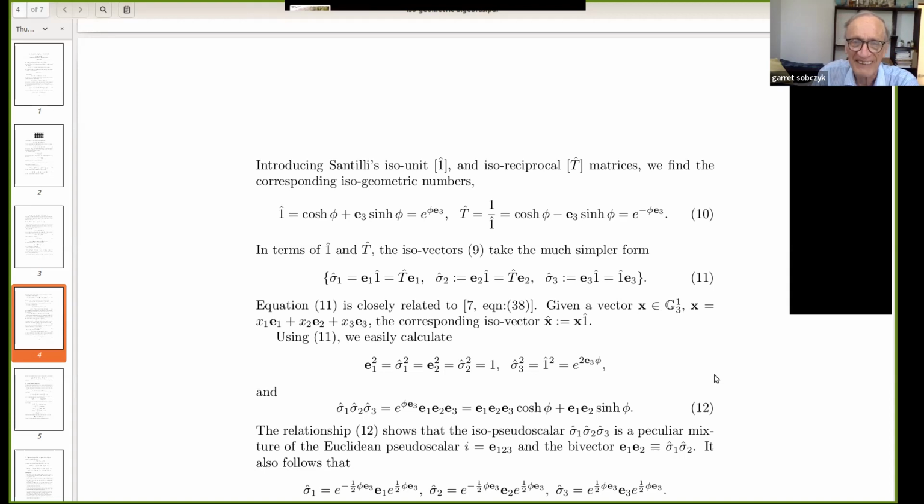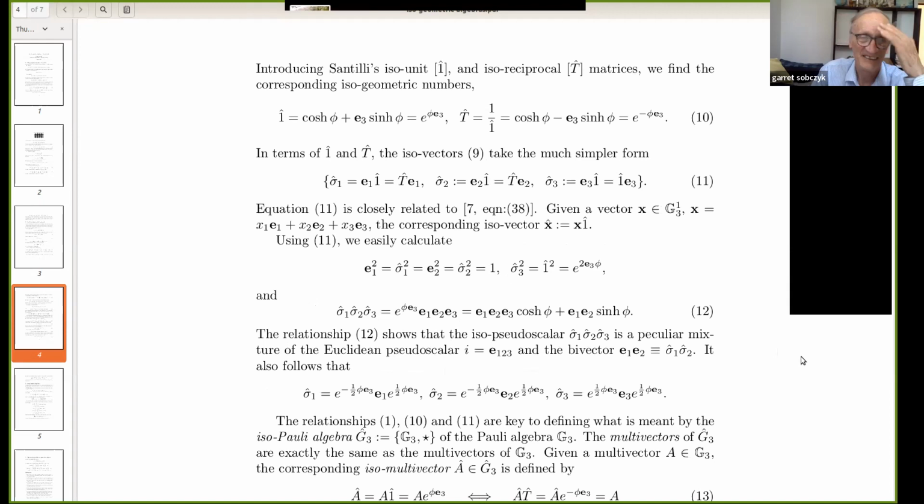I hope that this research will help provide the key to that interpretation that we'd like to find. Okay, well, just looking at it, E1 squared is equal to 1. Also in the isogeometric algebra, sigma 1 hat, the corresponding square is equal to 1, and so on.